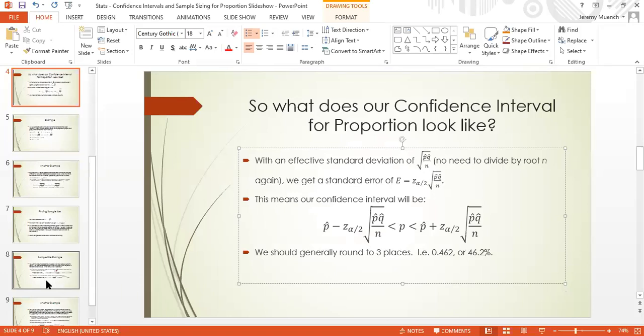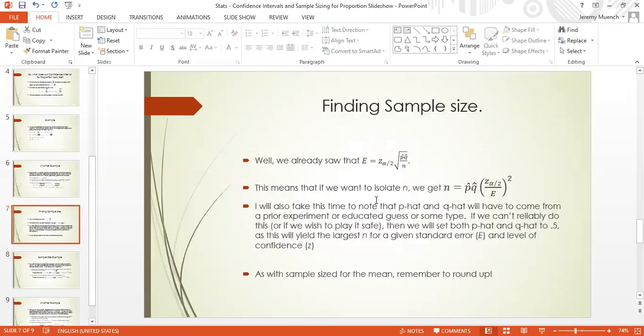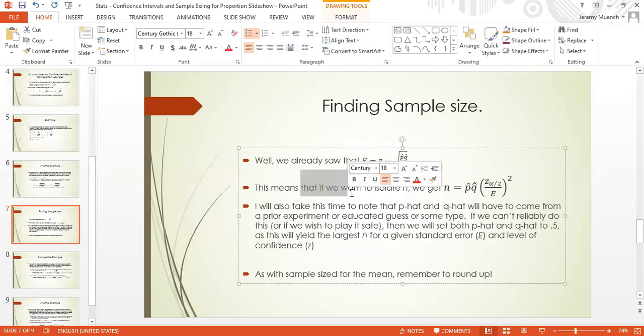So let's get started by looking at the equation we want to use. So here, this is what we're looking at, right? We already saw that this is the error, and you just saw me isolate n. So we get n equals p hat q hat times z sub alpha over 2 over e, squared. P hat and q hat in this case, if we're trying to build a sample size to estimate a proportion, it's kind of weird that we need the proportion to estimate the proportion. So that's a little bit of a dependency problem.